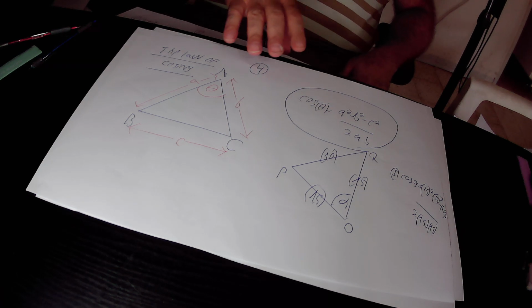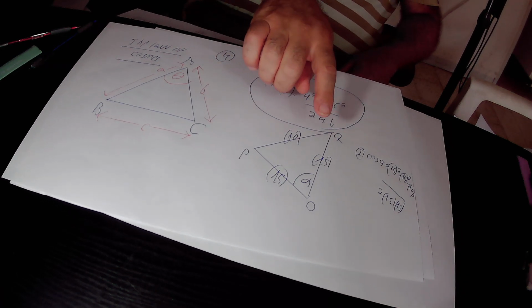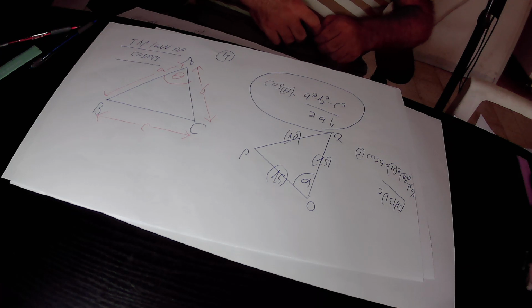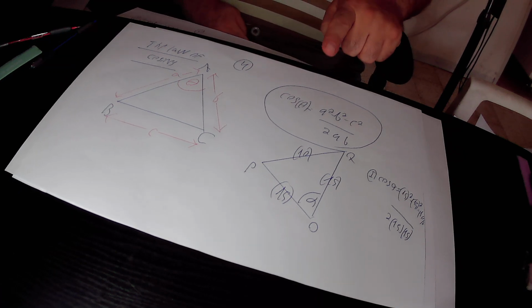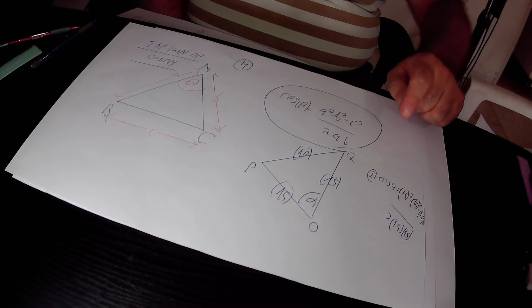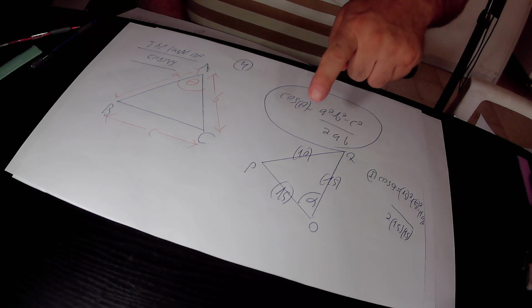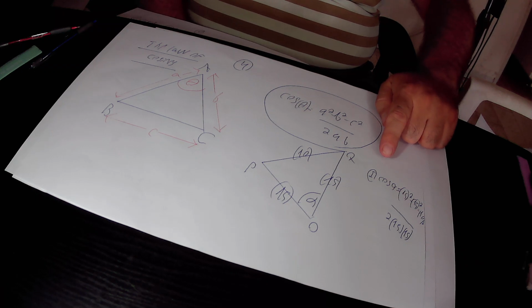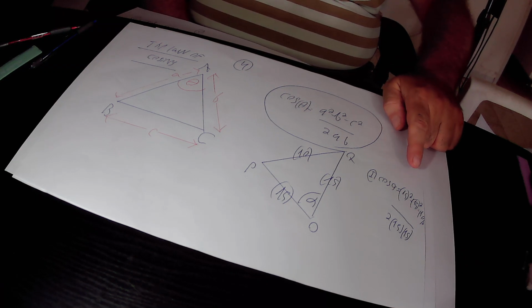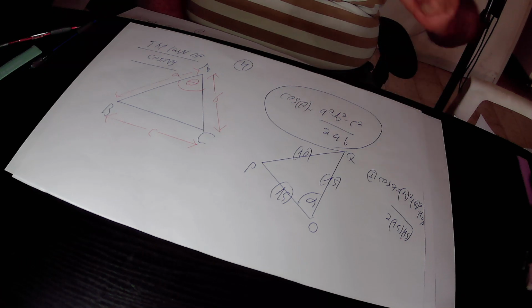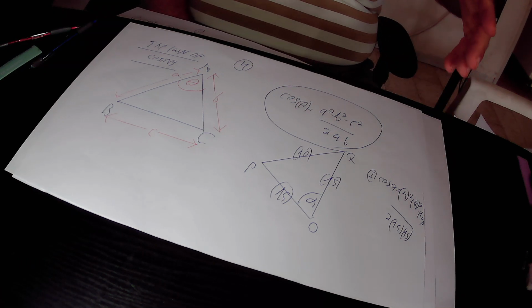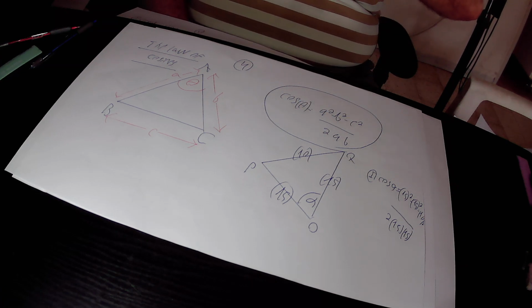So actually, this is the green triangle PQO that I copied from the original drawing. According to the law of cosines, in this triangle PQO, cosine alpha equals 15 squared plus 15 squared minus 10 squared over 2 times 15 times 15. So this equation is the implementation of the law of cosines in this triangle PQO.